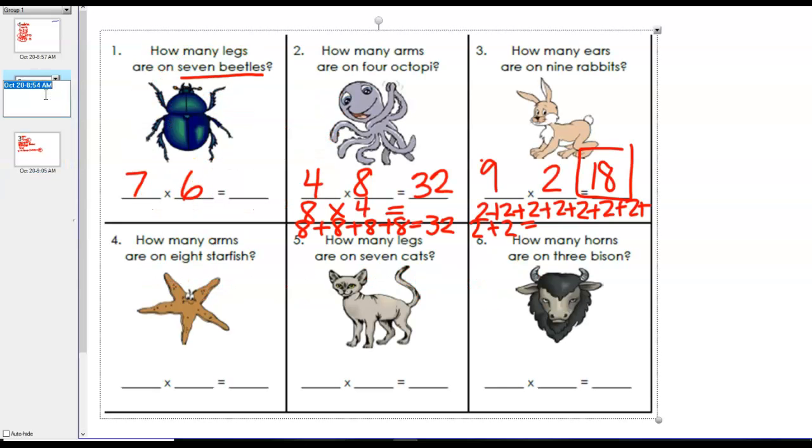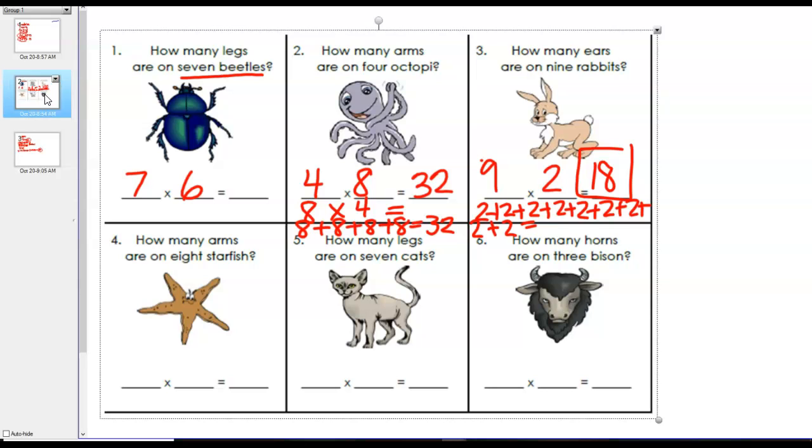Okay, 2 more. I want you to go ahead and do these last 2, and I'm going to come around and look at your boards and see if your groups and your repeated addition are correct. I'm also looking for the product to be correct. Okay? Number 5, I'm going to read it to you, and you're going to do it on your own. How many legs are on 7 cats? 7 cats. Well, 1 cat has 4 legs, so how many legs are on 7 cats? And then go on to number 6. How many horns are on 3 bison? Okay, so I'm looking for your groups, your repeated addition, and your product.